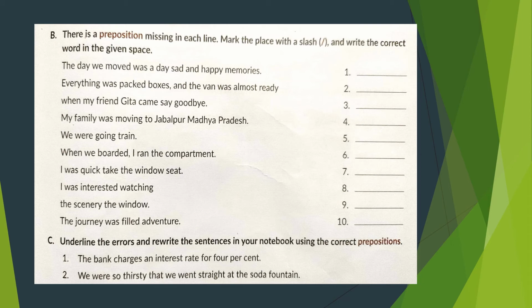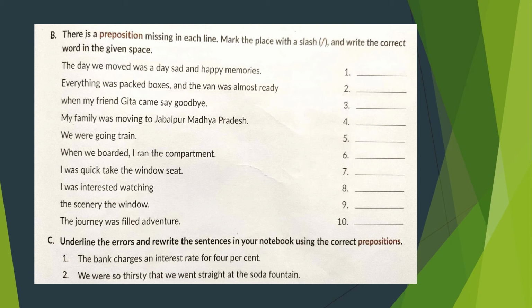Come to exercise B. Over here, prepositions are missing in each line. We have to put a slash where the preposition is missing and place the correct preposition in the blank given next to it. The day we moved was a day sad and happy memories. So the correct sentence would be, the day we moved was a day of sad and happy memories.